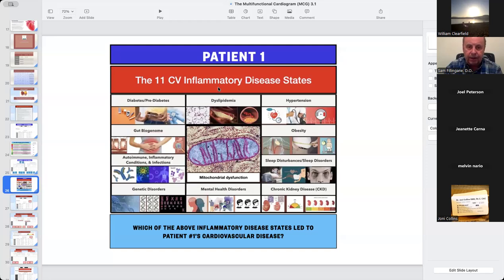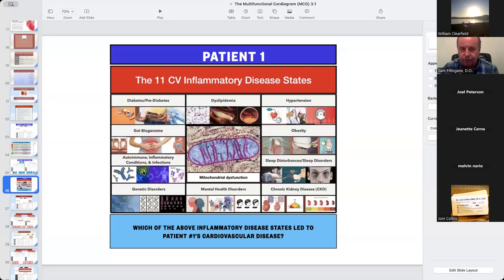Does this person have dyslipidemia? And by dyslipidemia, I don't mean elevated cholesterol. I mean elevated small dense LDL or oxidized LDL, creating a discord with these blood vessels. Yes or no? Does the person have hypertension? Yes or no? Do we meet the criteria for obesity? Yes or no? Do they have sleep disturbances or sleep disorders? Yes or no? Chronic kidney disease? Yes, no. Mental health disorders, genetic disorders.